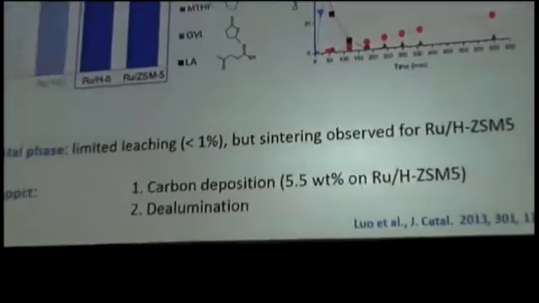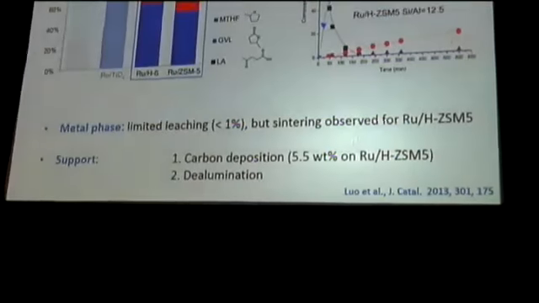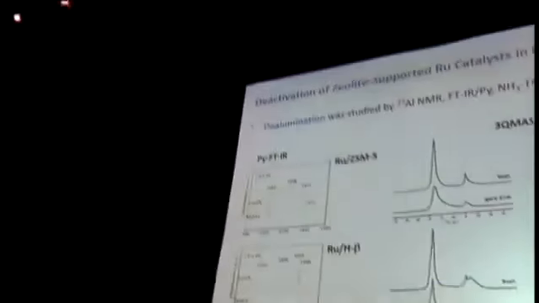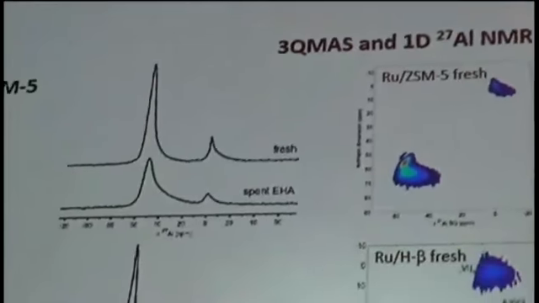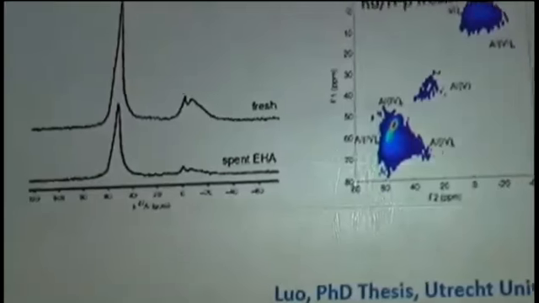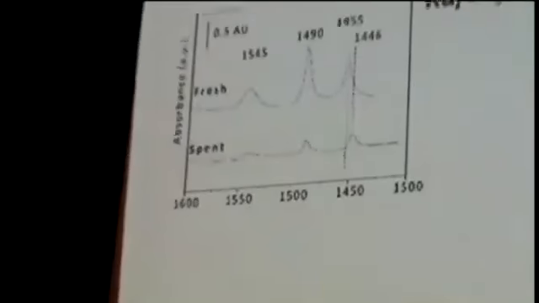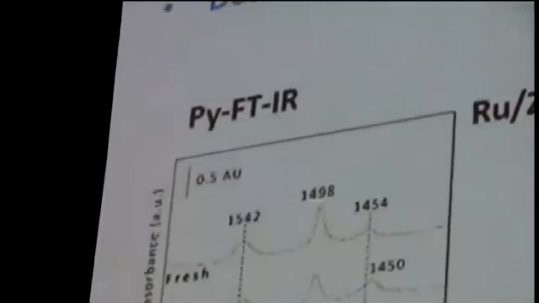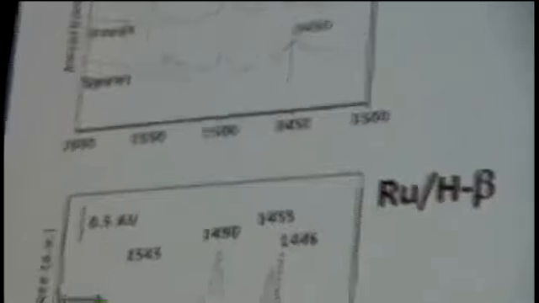I would like to focus on the extent of dealumination that happens with these zeolite catalysts. So we did IR studies after pyridine adsorption, and we did some 1D and 3Q MAS aluminum NMR studies to identify what happens to the acid sites in these catalysts after reaction in ethyl-hexanoic acid. What we see here is that the amount of Brønsted acid sites and Lewis acid sites in ZSM5 doesn't change too much. We see some shifting of the peaks, which are quite interesting, I think, which show us some interaction between the framework aluminum sites and the extra framework aluminum sites.